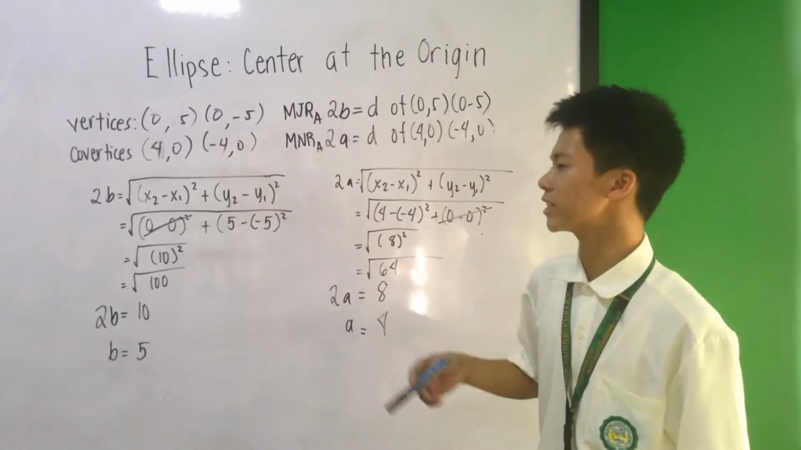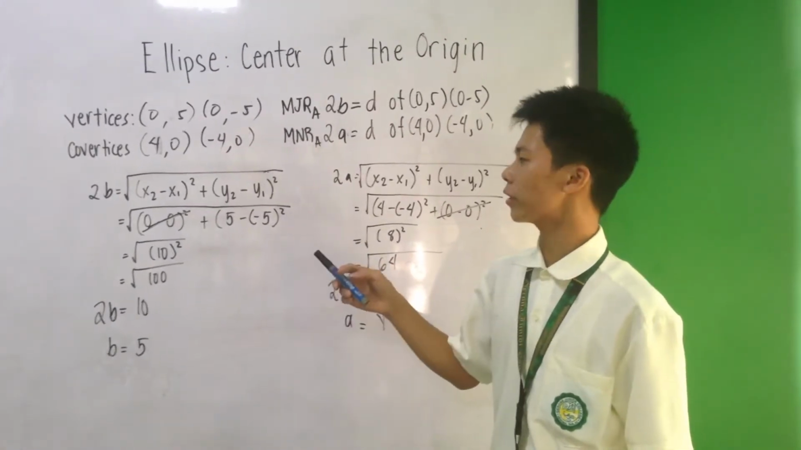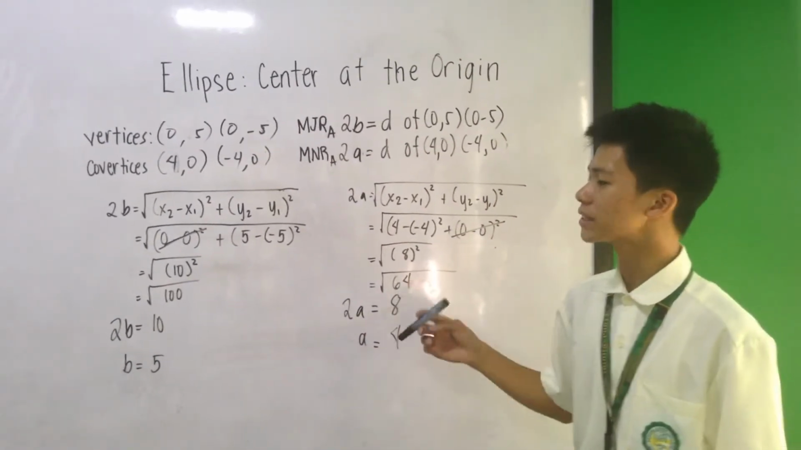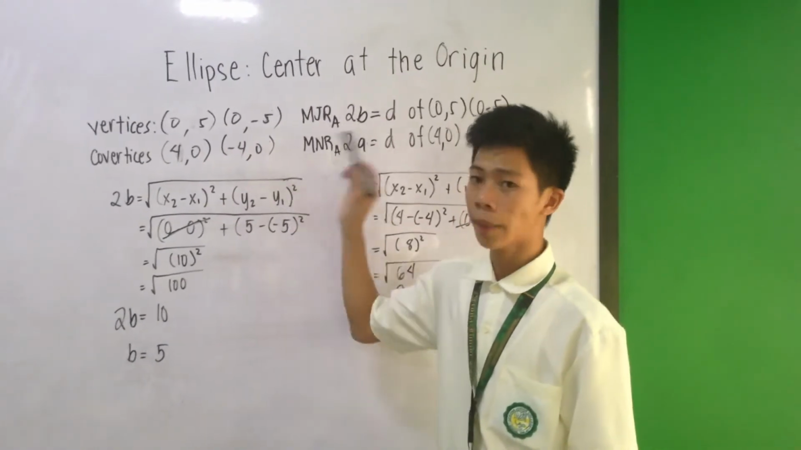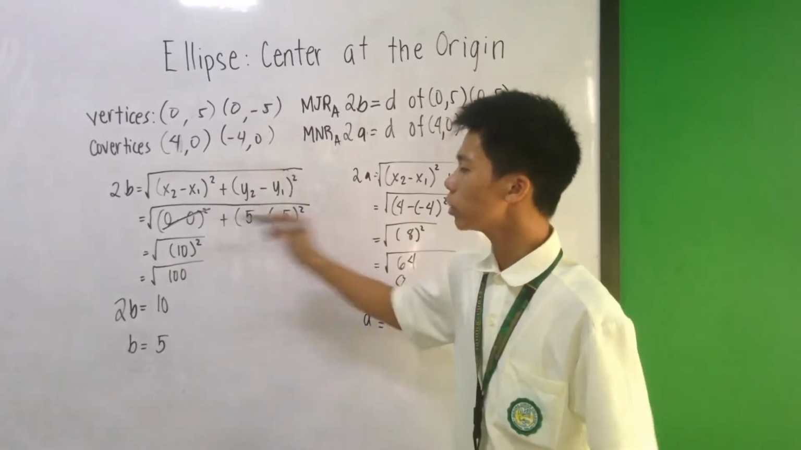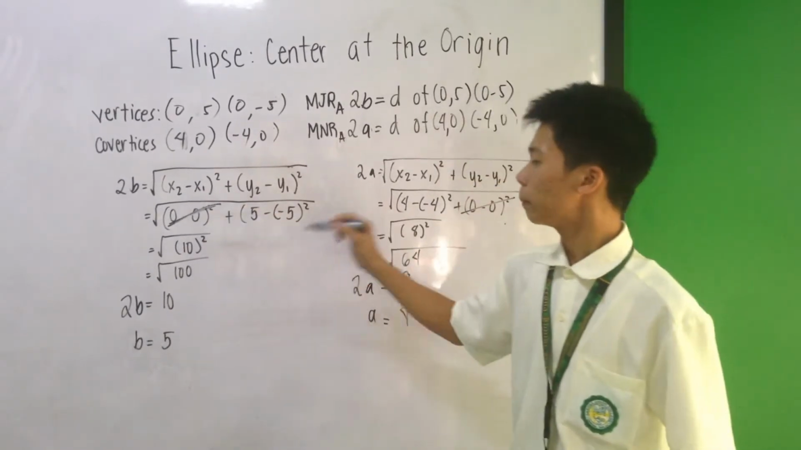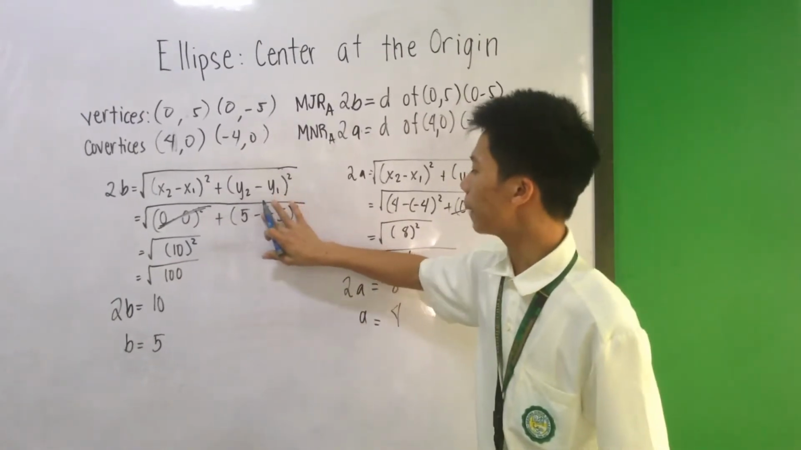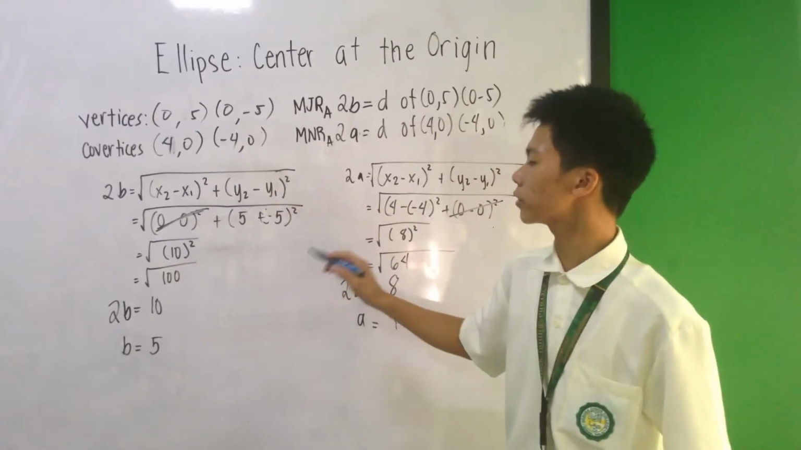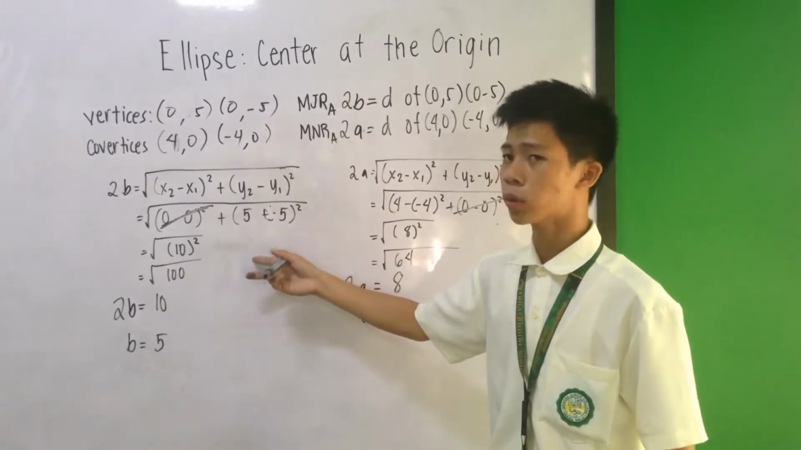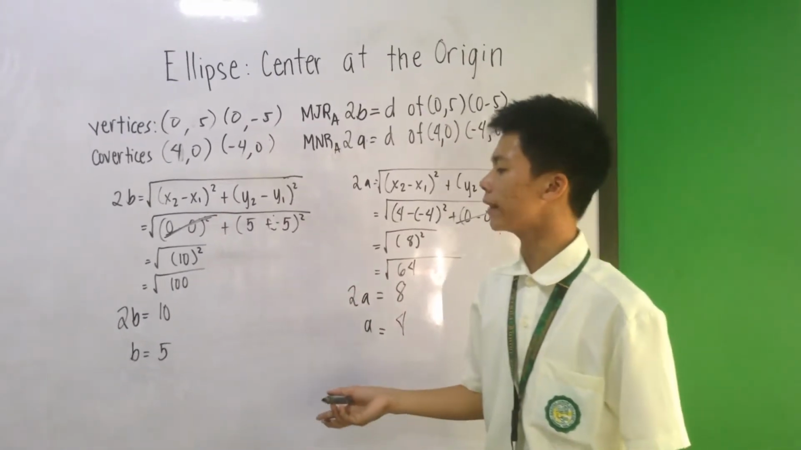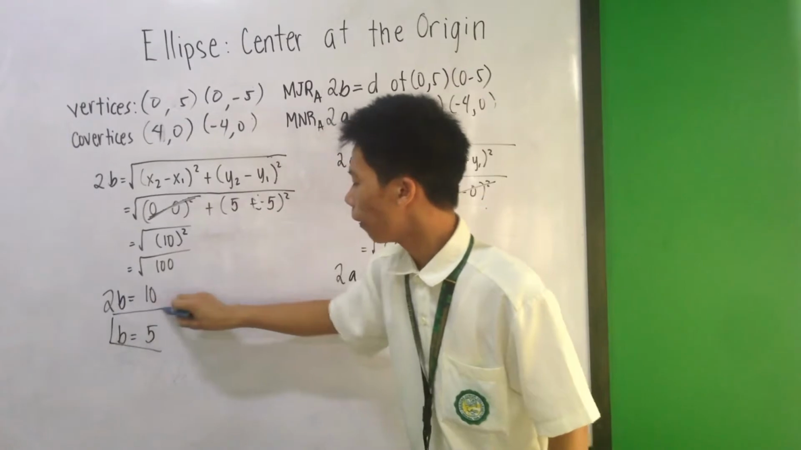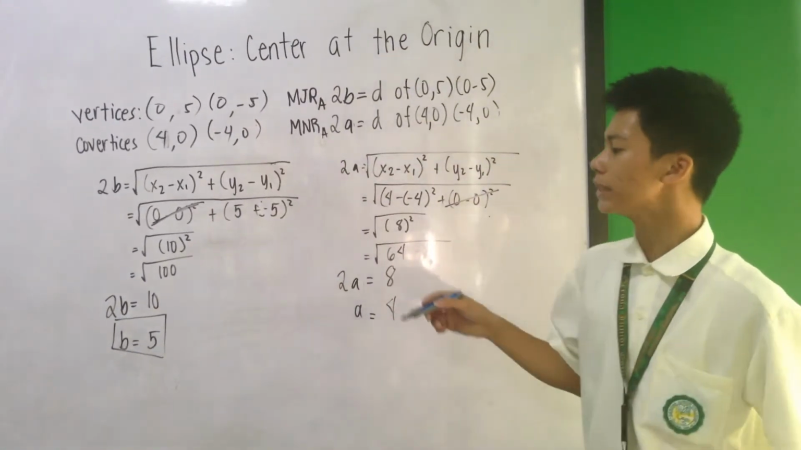the distance formula, which is now 2b equal to the square root of (x sub 2 minus x sub 1) squared plus (y sub 2 minus y sub 1) squared. So we will substitute now the values. The x-coordinates are 0, so 0 minus 0 squared will be 0, plus 5 minus negative 5 squared. So this will be positive now: 5 plus 5 is equal to 10. Now 10 squared will be equal to 100. So the square root of 100 is equal to 10, and the 10 is the major axis. So the b will be 5, since we divided by 2.